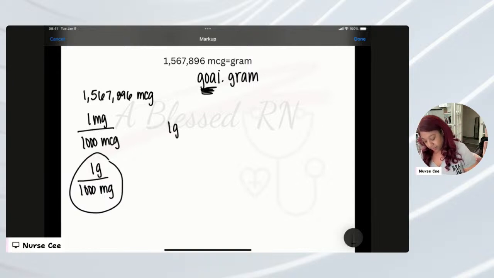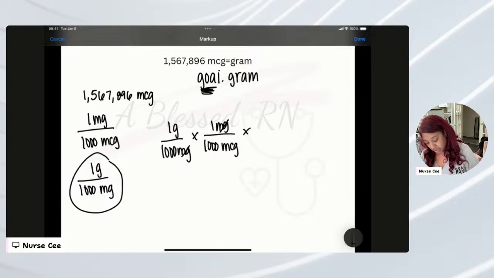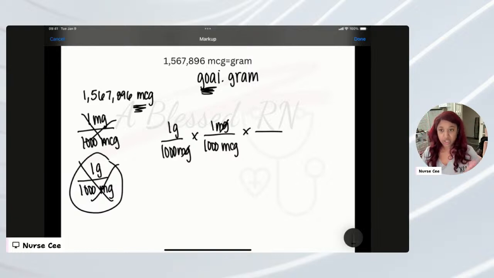So 1 gram is 1,000 milligrams. So now everything else that comes behind it has to be canceled out. You cancel out your units by putting what's on the bottom, on the top, and you cancel it out. Okay. So we'll do 1 milligram is 1,000 micrograms. Now we have a microgram puzzle piece. So we can put it on the top so our micrograms can cross out.